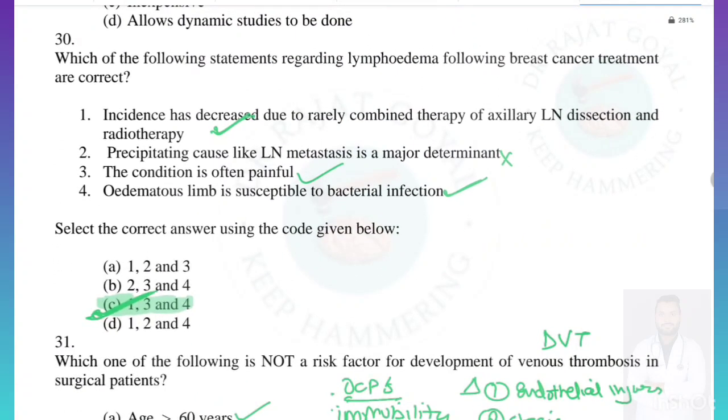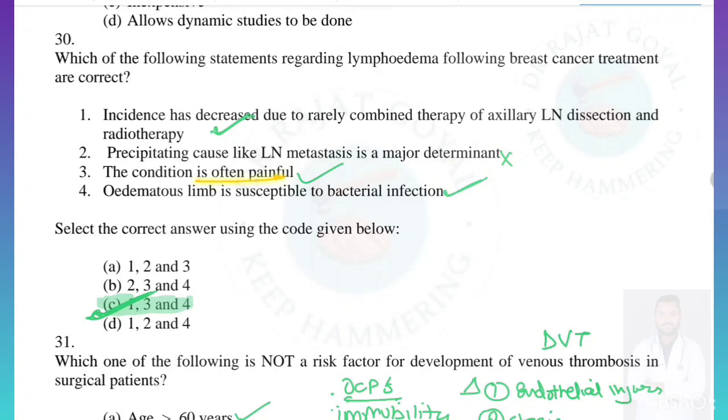Which of the following regarding the lymphedema following the breast cancer treatment are correct? Incidence has decreased due to rarely combined therapy of axillary lymph node dissection and radiotherapy. This is true, because incidence nowadays has decreased for the lymphedema due to the newer therapies. Precipitating cause like lymph node metastasis is a major determinant. No, this is not true. It can be the reason, but it is not a major determinant.